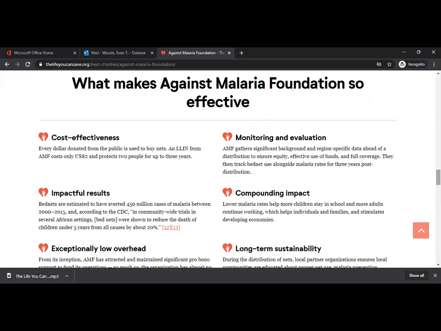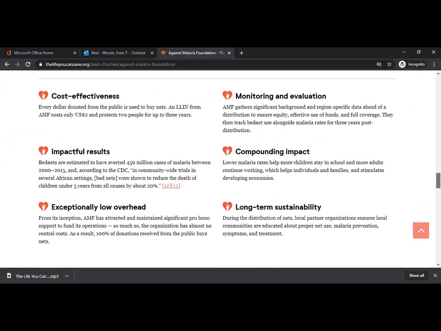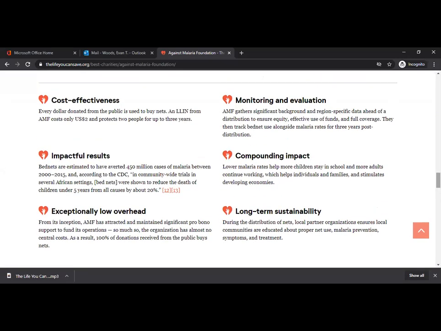So it doesn't go to overhead. It doesn't go to advertising or anything like that. It all goes to nets. And you can read about how it's been used and how they've worked historically. So if you are concerned about effectiveness, and that's what's keeping you from donating, well, here's some data to look at. Okay, so I want to go back to the PowerPoint.